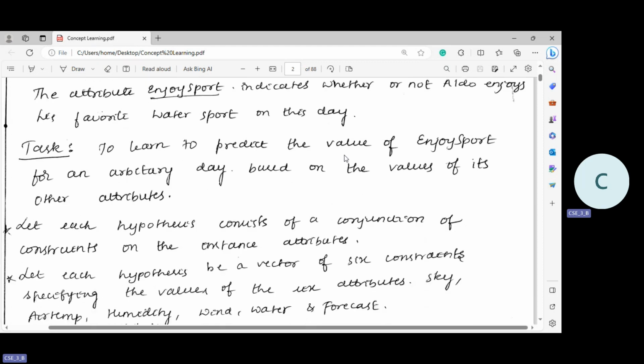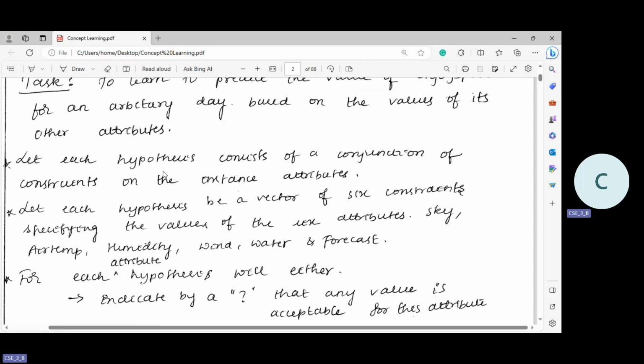So now what are we going to learn? To learn to predict the value of Enjoy Sport for an arbitrary day based on the value of its other attributes. So we are learning the concept of when we can play the sport or not, depending upon the weather conditions. Let each hypothesis consist of a conjunction of constraints on the instance attributes, and each hypothesis be a vector of 6 constraints specifying the values of 6 attributes. Please observe here: sky, air temperature, humidity, wind, water, and forecast.